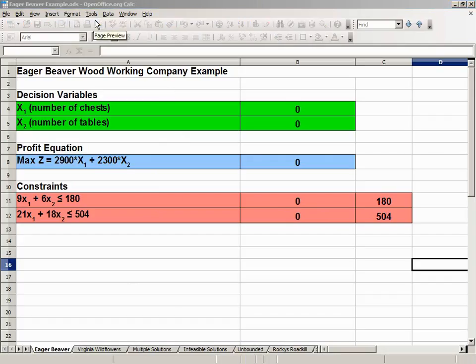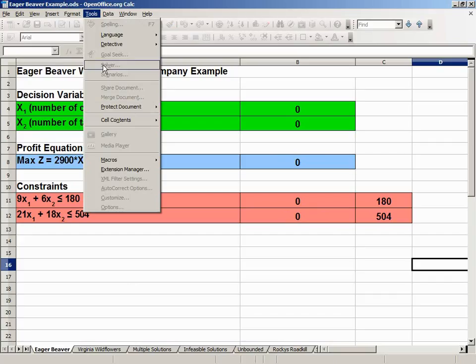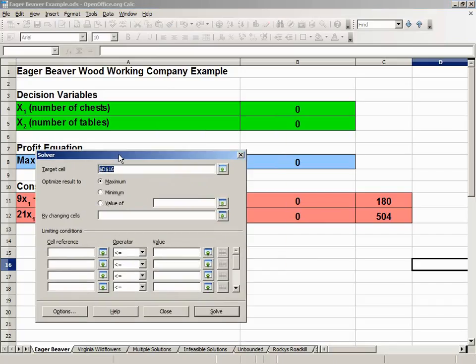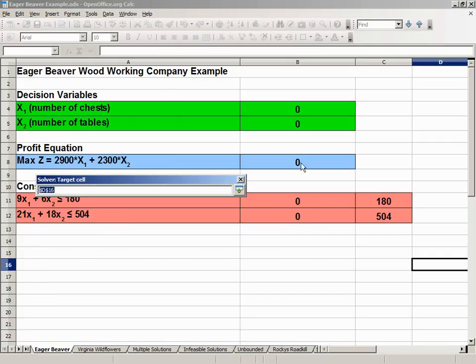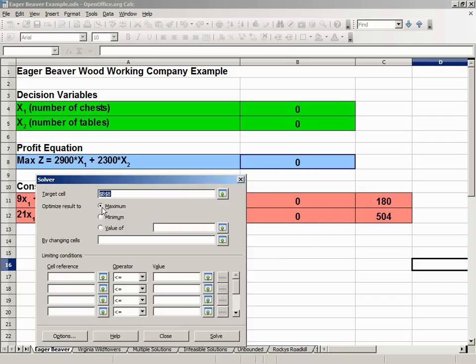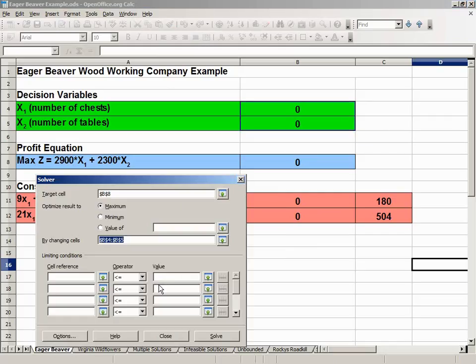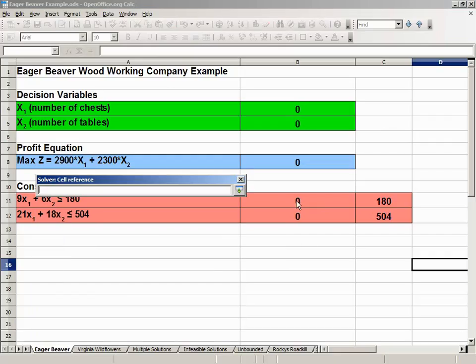It's supposed to bring up a dialog box for me. Oh, down here it is. And it says, okay, what's your target cell? Well, my target cell is this guy right here. It's going to be B8. All right? So I want to maximize him by changing these cells right here. How many tables and how many chests? And then I want to make sure the amount of resources I use, which is these two right here, I just drag, has to be less than or equal to the amount of resources I have.